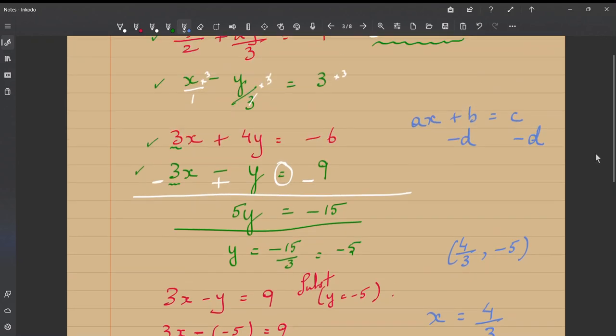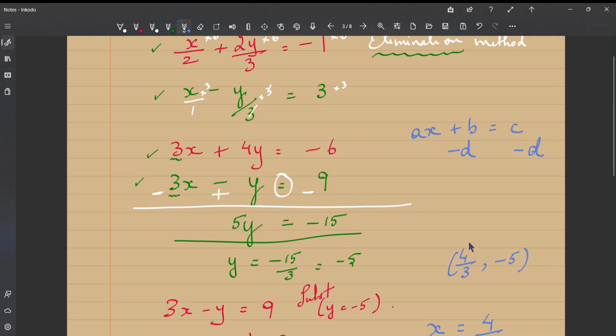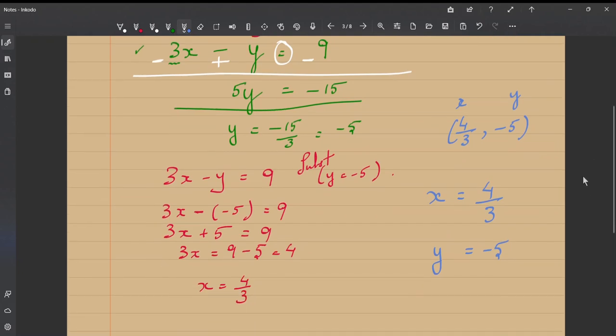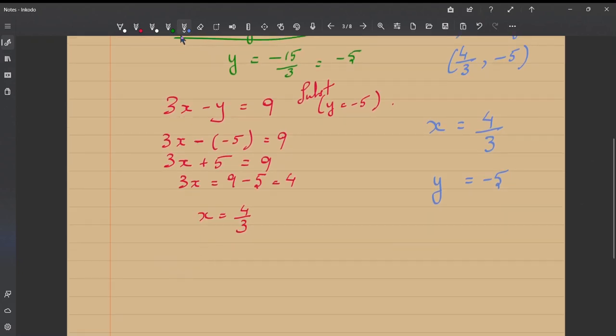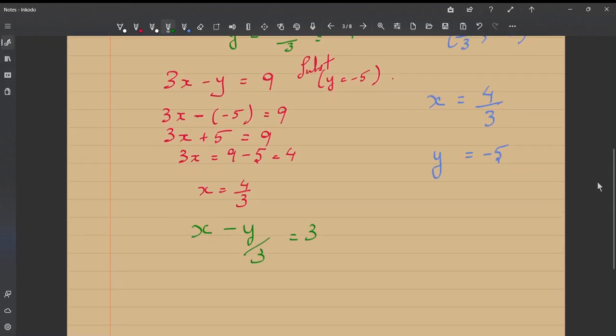Now, do you want to check whether our answer is correct? Yes, the verification can be done. Substitute x and y in any equation. Let us substitute in this one. I am just choosing an equation at random. So, we are substituting in that green equation: x minus y by 3 is equal to 3.